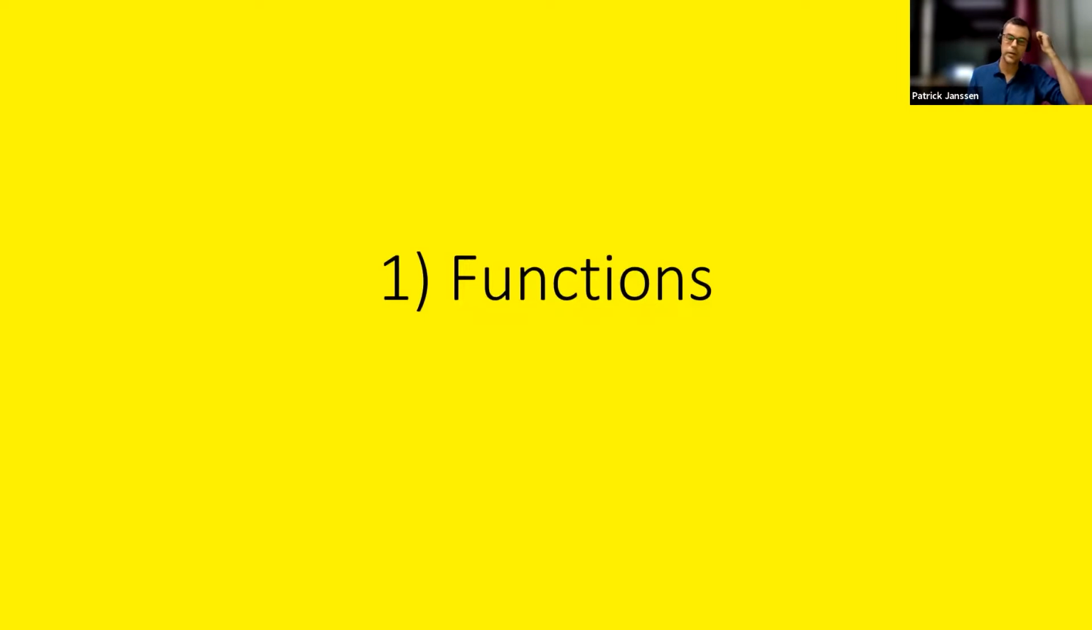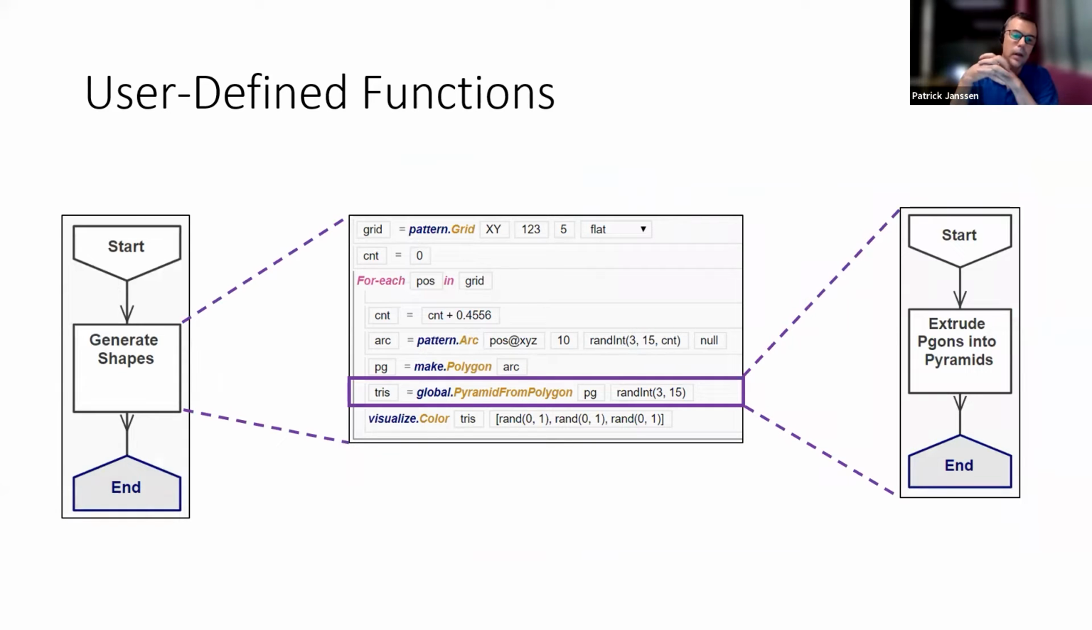So one is functions. Any programming language has functions, and for us it was very important to have an environment where students could write their own functions. The system obviously has a whole bunch of functions built in. So in this little snippet here, you can see a flowchart on the left called generate shapes. It has a for loop in it, and pattern.grid is a function that creates a grid, and pattern.arc creates arcs. So there's a few functions in there that are being called.